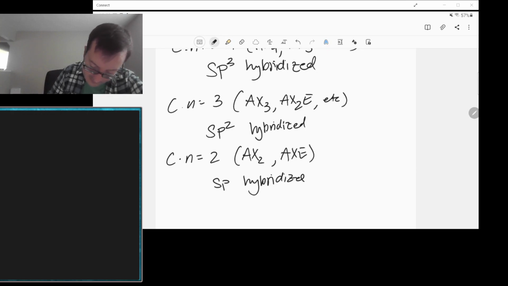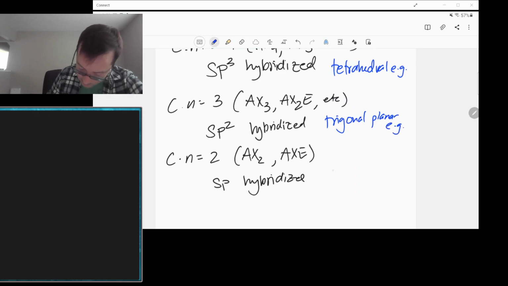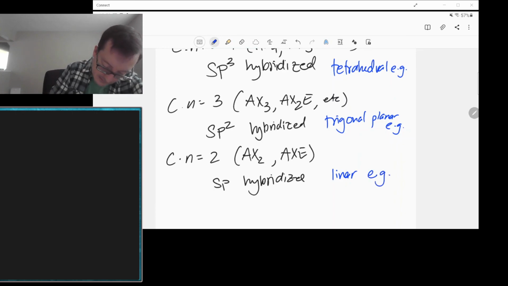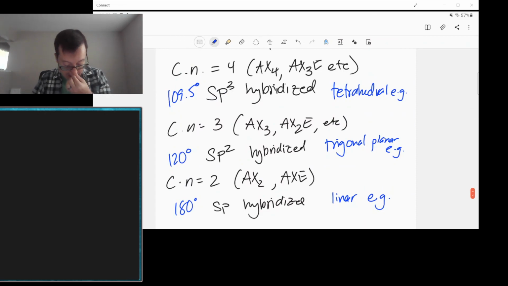And we could also think of these things in shape. They're all correlated together. These are tetrahedral things. Electron geometry. These are all trigonal planar. And of course we have the linear. And again, we're looking at a base angle of 109.5, base angle of 120, base angle of 180. These might be less depending on your molecular geometry, but that's the idea here. So all these things are related.